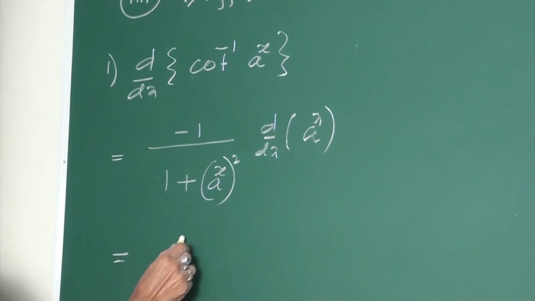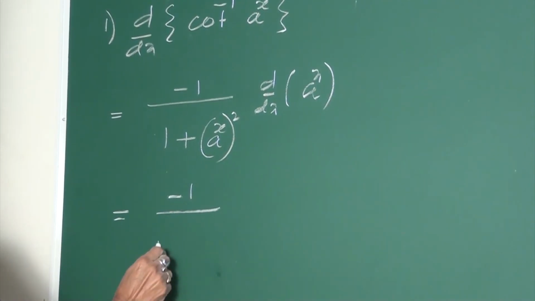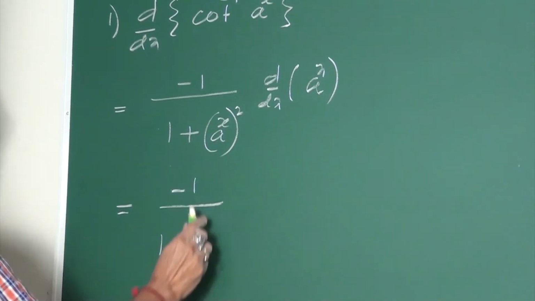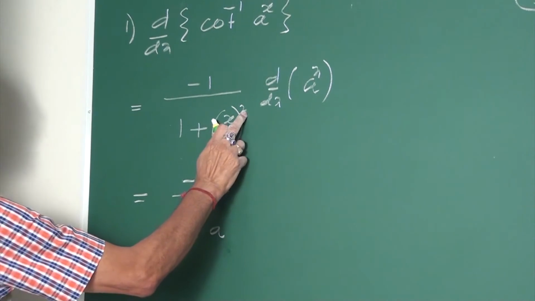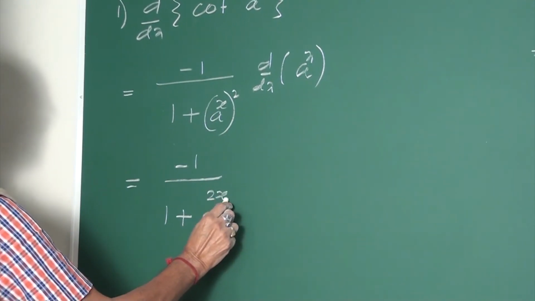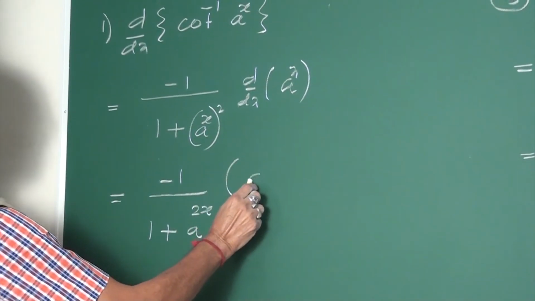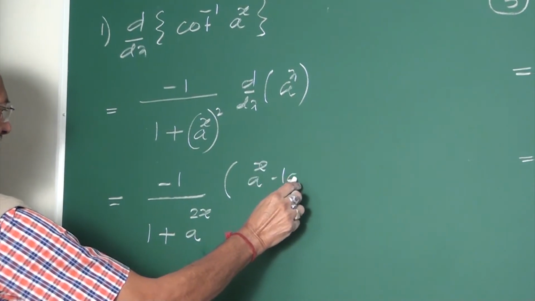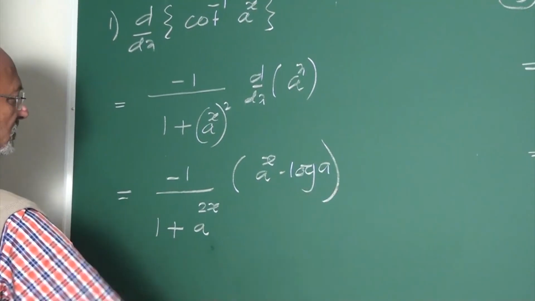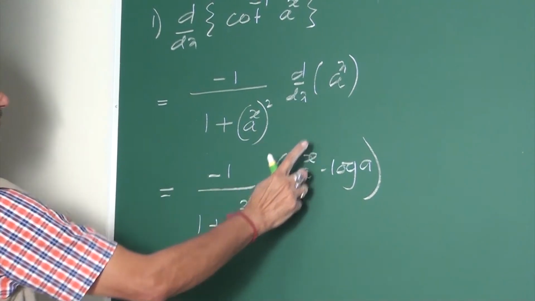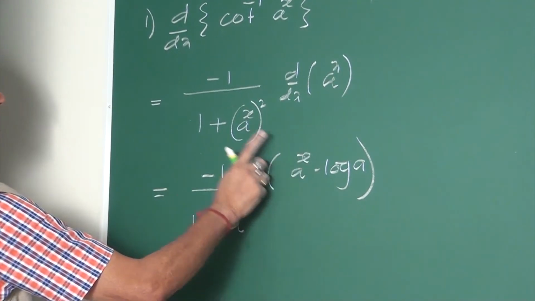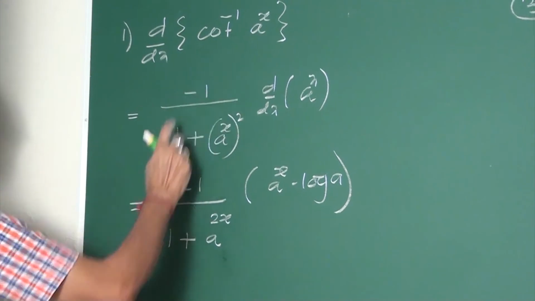Yes, simplify it. It is -1 upon 1 plus, by laws of indices, a to the power x into 2 is a to the power 2x, into log a. The derivative of a to the power x is a to the power x into log a. This is what? A to the power x.